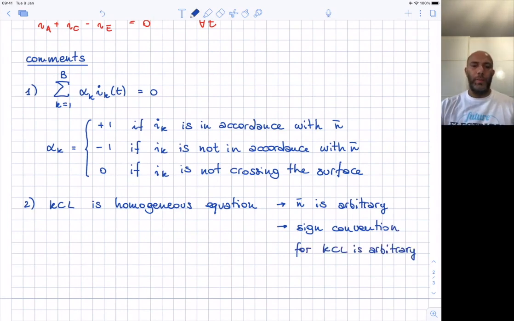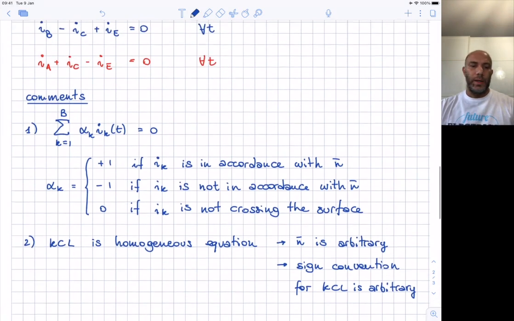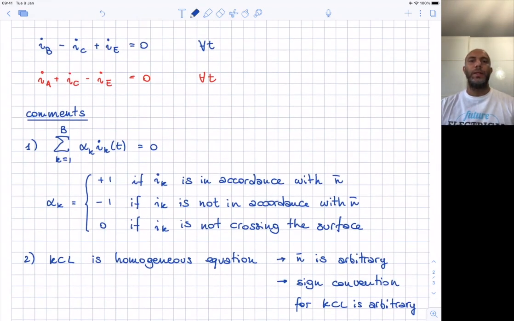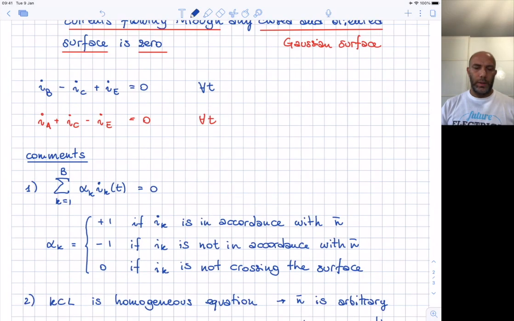In other words, we may consider that the currents that are flowing inside the closed surface are taken with the plus sign, and the currents that are flowing outside are taken with the minus sign. All in all, the final equation for Kirchhoff current law doesn't change its meaning. Third comment.